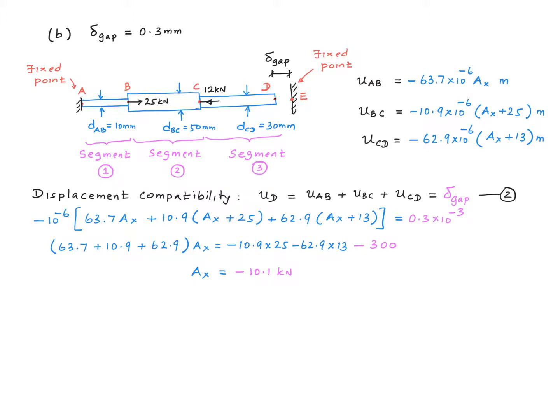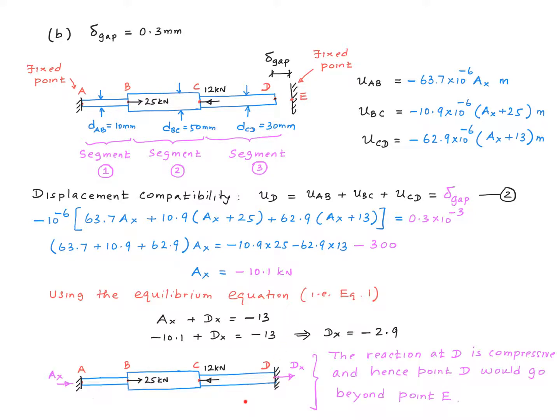what are we trying to do? We are pulling point D all the way to point E and attaching it at that point. So if that's what we are trying to do, there's going to be a tensile force at this point. So we can resolve this issue by calculating the reaction at point D and seeing whether it is a compressive force or a tensile force. So let's go ahead and do that using the equilibrium equation. So here are my calculations. I took the equilibrium equation, which is AX plus dx equals minus 13, and I substituted this value for AX and came up with this value for dx. dx is minus 2.9 kilonewton.